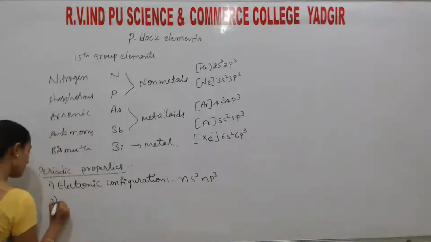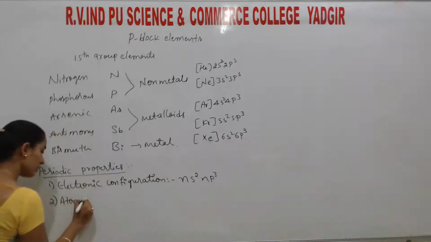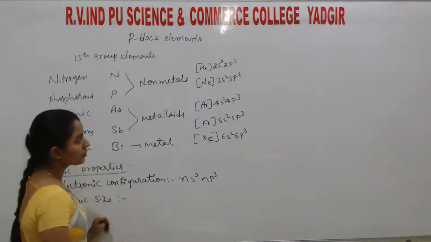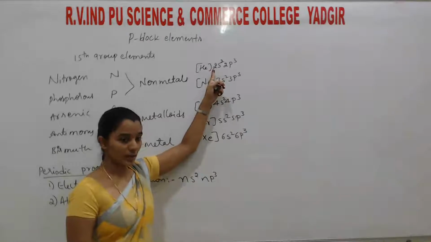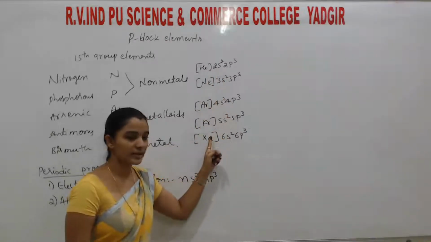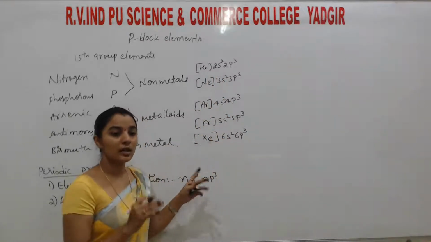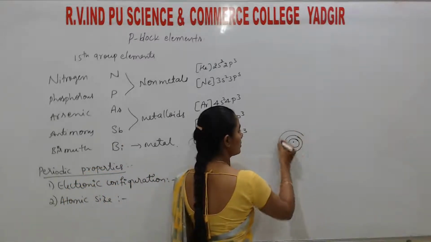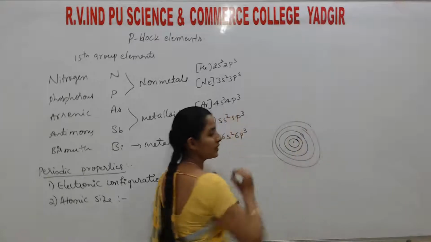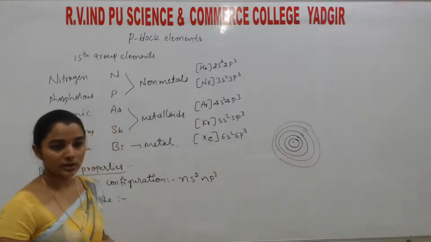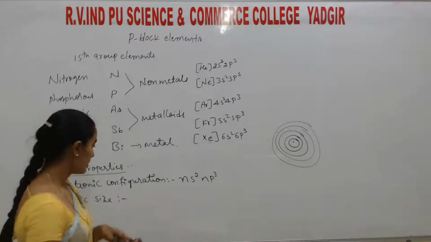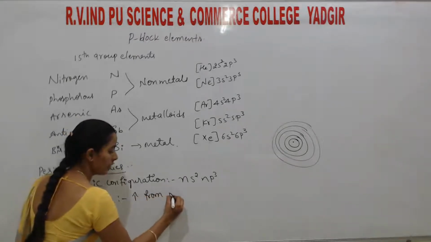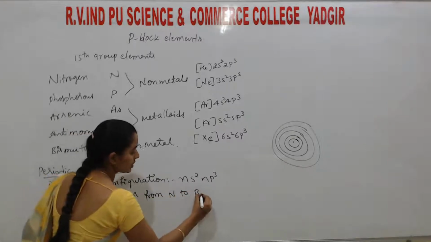Next, the second one is atomic size. What happens to the atomic size here? There are more shells: 3, 4, 5, 6. The number of shells goes on increasing from the nucleus: 1s, 2s, 3s, 4s, 5s, like this. So as the number of shells goes on increasing, the size increases. So atomic size increases from nitrogen to bismuth.